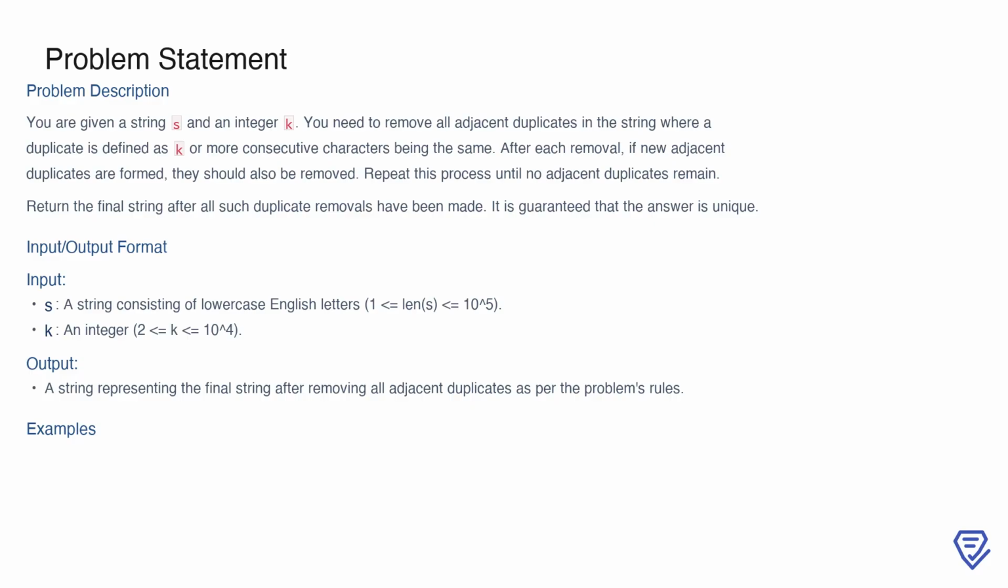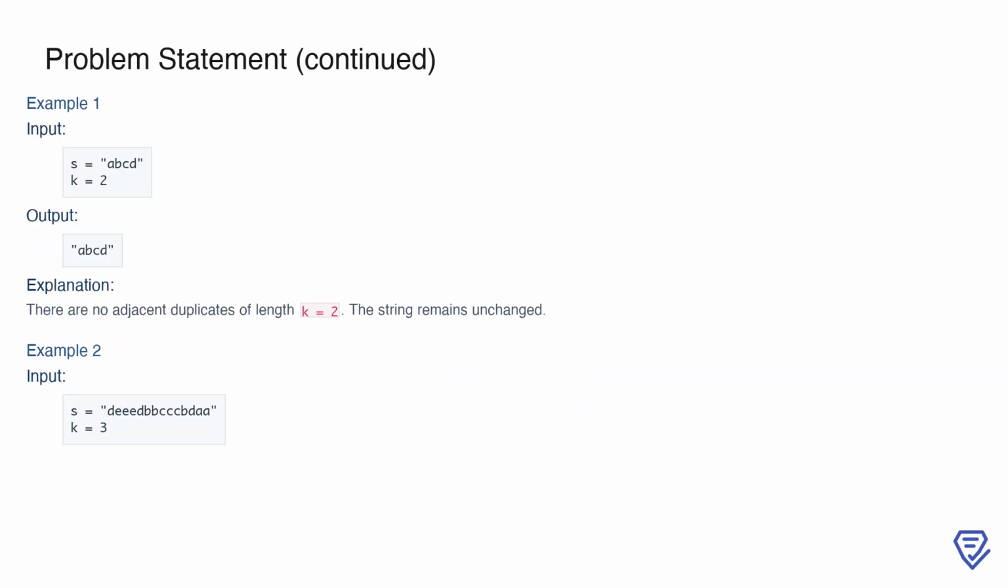Let's consider some examples to better understand the rules of this problem. In the first example, the input string is s equals abcd and k equals 2. Since there are no adjacent duplicates of length 2 or more, no characters are removed. Therefore, the output remains the same as the input, abcd. This example highlights that when no duplicates meet the threshold of k, the string remains unchanged.